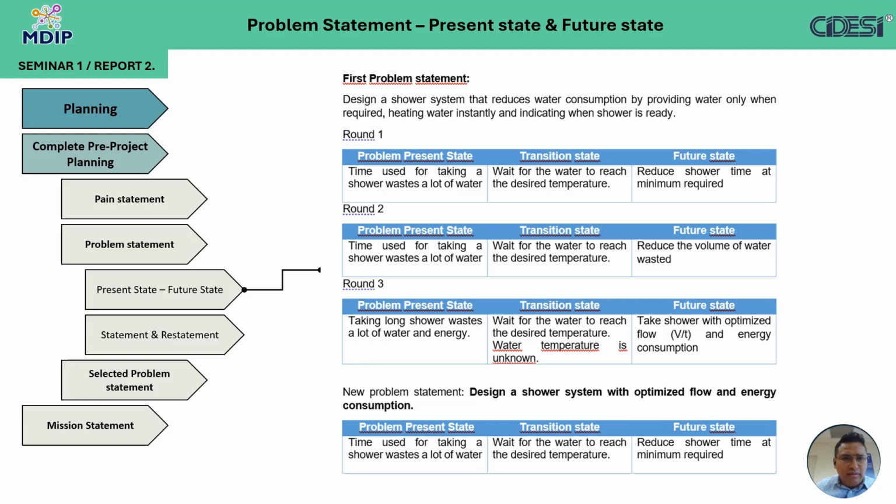In defining the problem statement, we used different methods. The first used was present state, future state, and at the end of the 3 rounds, we obtained a new problem statement, which was defined as: design a software system of optimization of flow and energy composition.